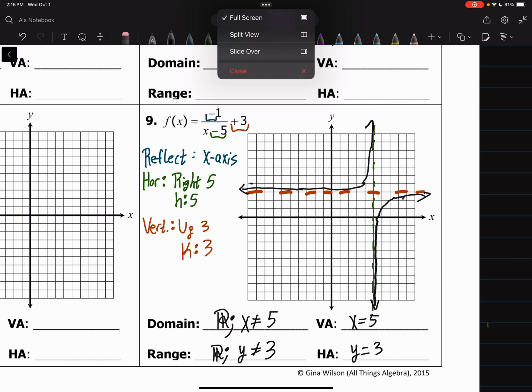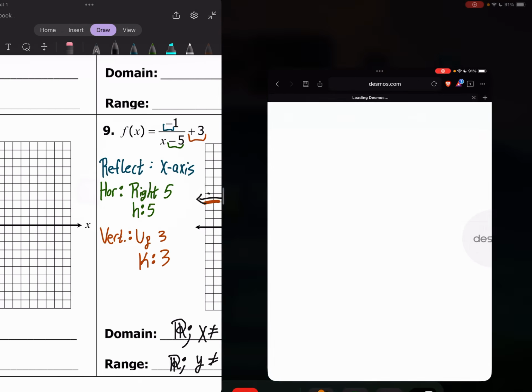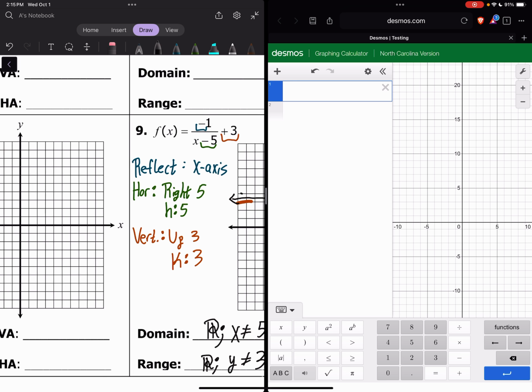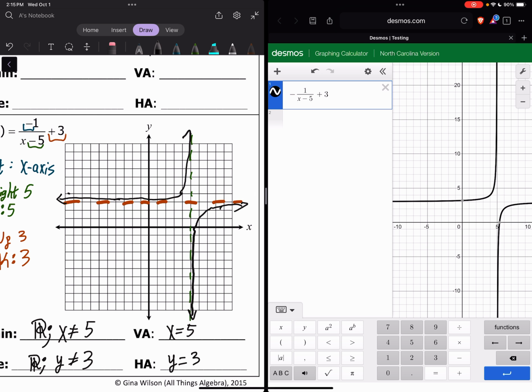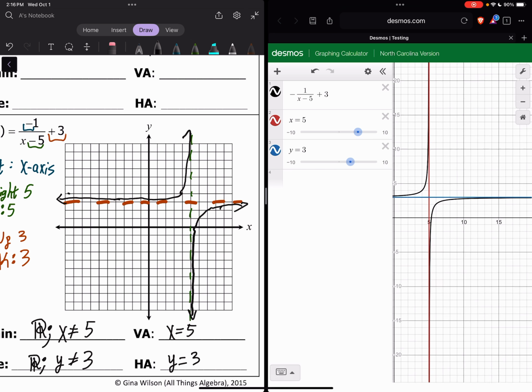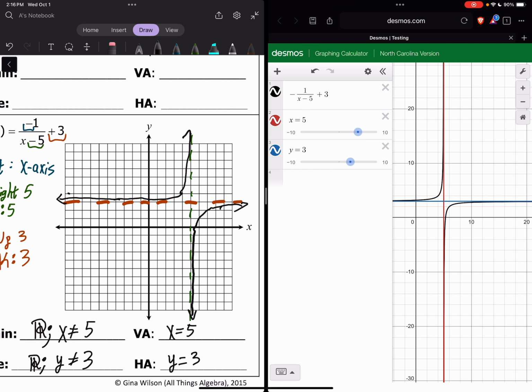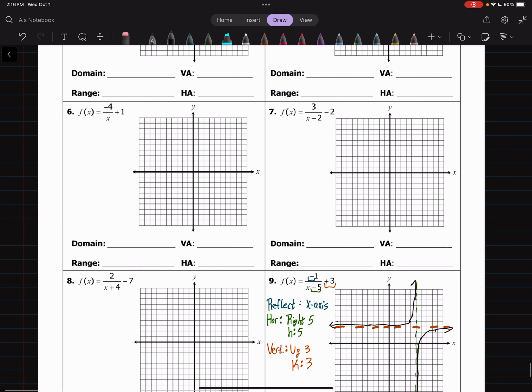Let's check this in Desmos, and then you can try the remaining problems. Negative 1 divided by x minus 5, plus 3. The graphs look right to me. If you want to check your asymptotes, x equals 5, y equals 3. There they are. They do not touch. I'm good. This is correct. Go ahead and try the remaining problems there.